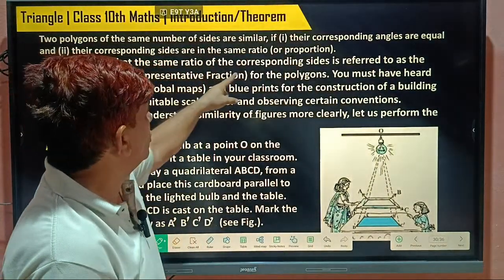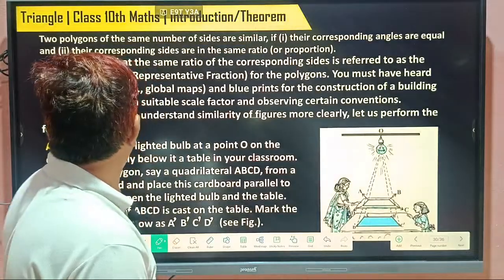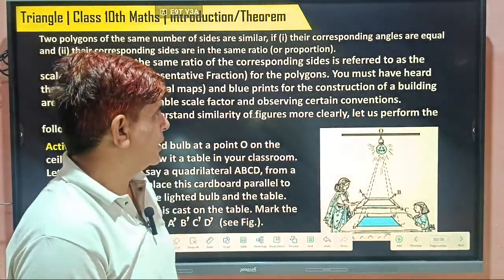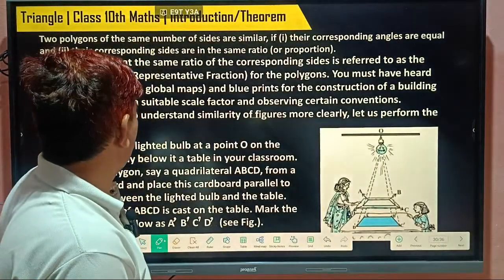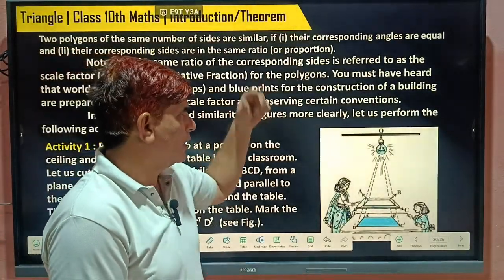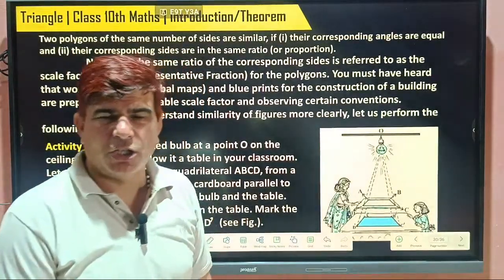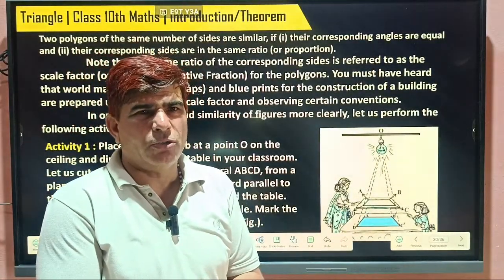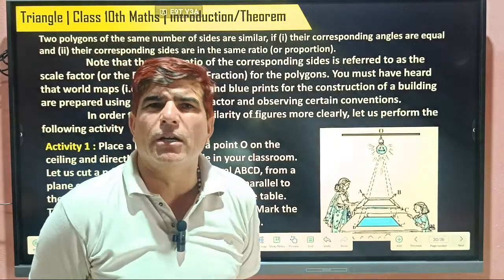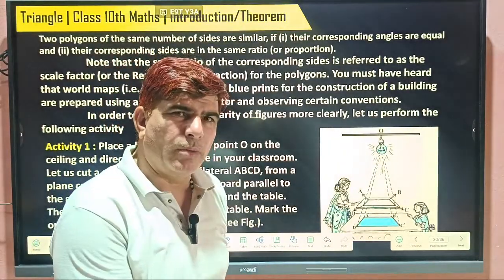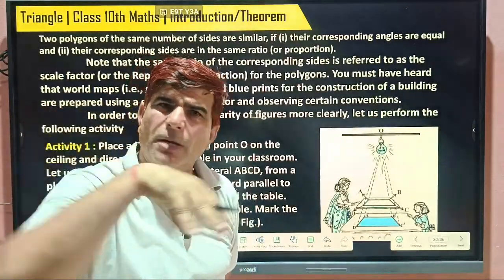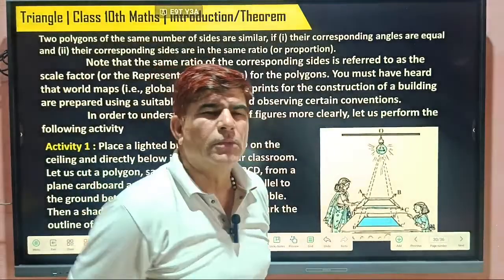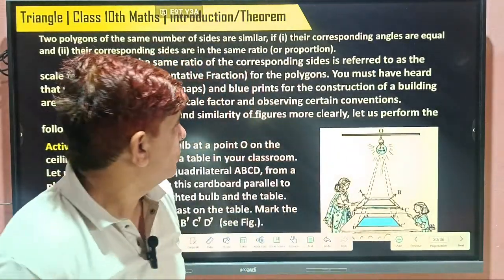Note that the same ratio in the corresponding sides is referred to as the scale factor or the representative fraction for the polygon. You must have heard of a world map, a global map, blueprints for the construction of buildings. So a small photo, understood? On the basis of that photo, making a bigger one. A small globe, a bigger globe. So shape is the same, and everything increases in the same ratio.